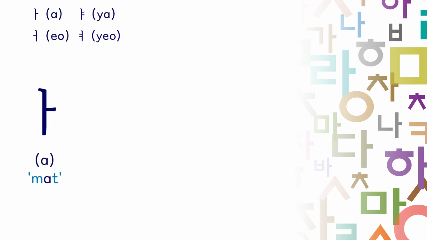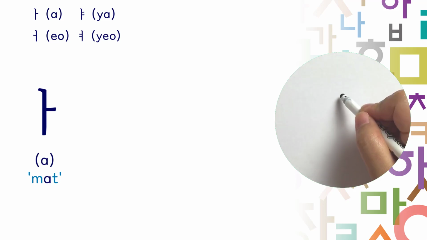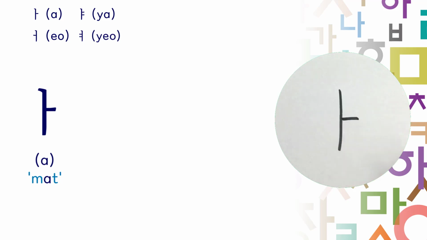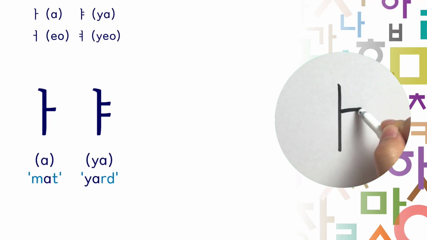First, this vertical bar with a dash pointing to the right is ah. It's similar to the A sound in the word mat. Ah is written like this. Then we have the vowel that has an extra dash compared to ah, and this is ya. Ya is written like this.